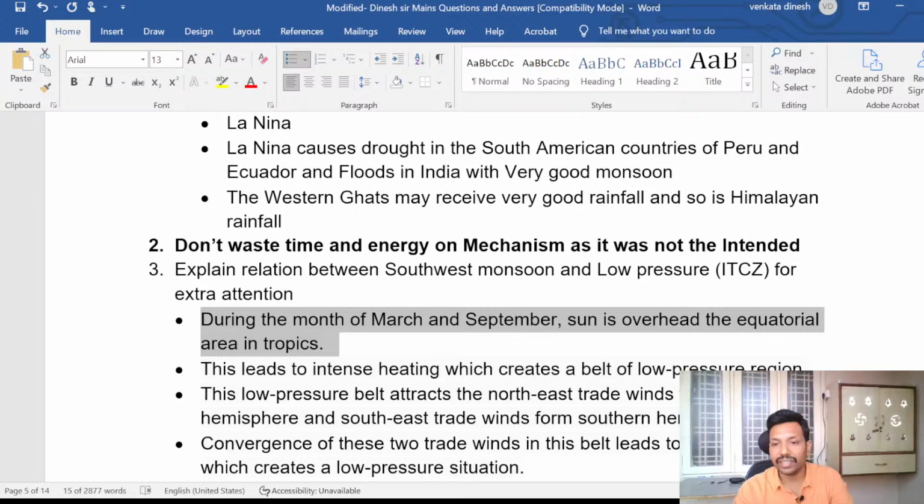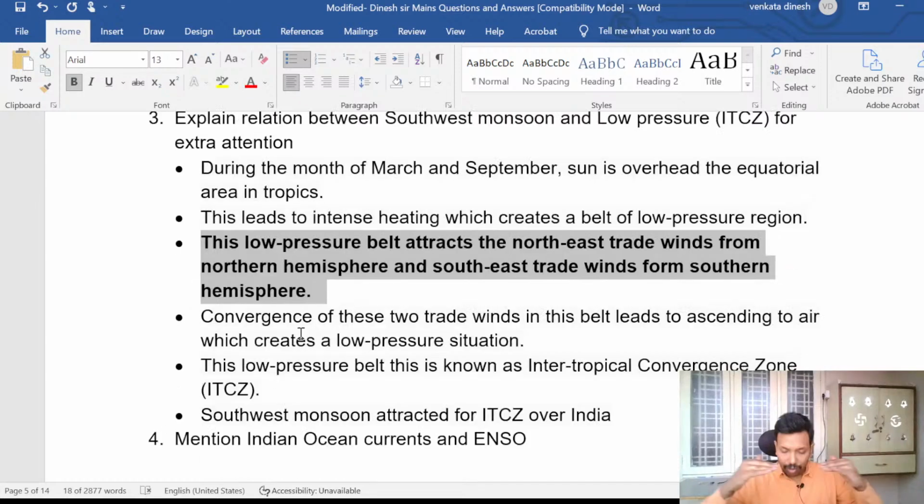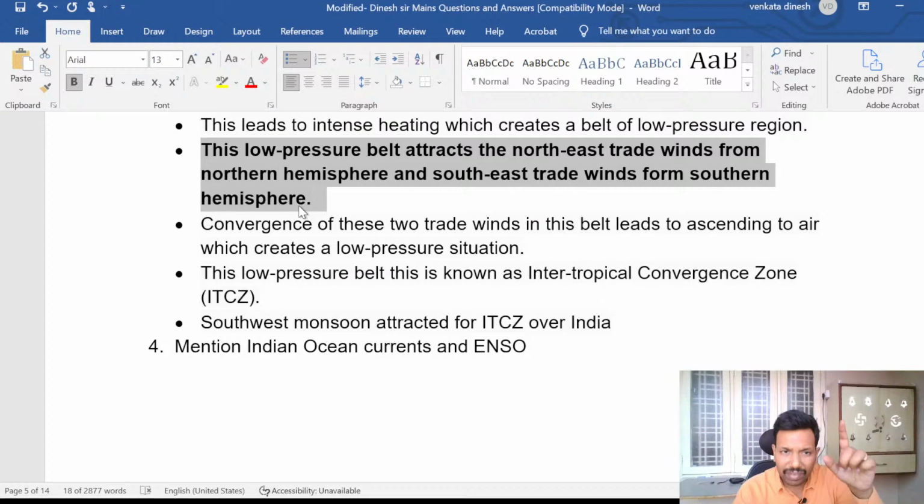This is a very important point, a justification for the answer that you are writing. The convergence of these two trade winds leads to good rainfall. ITCZ means more precipitation, more evaporation, more convectional rainfall, more monsoonal rainfall, more cyclonic rainfall. Everything is good, everyone is happy. That is the La Nina condition. So this low pressure belt is ITCZ. Now, why have I given all this? Because the southwest monsoon is attracted to the ITCZ over India.